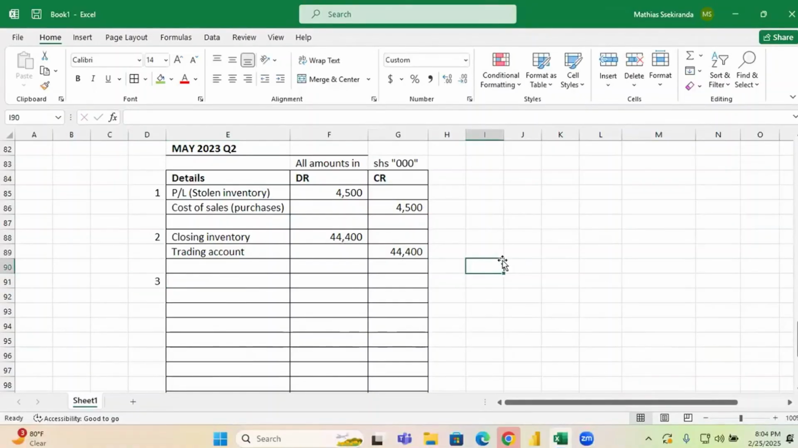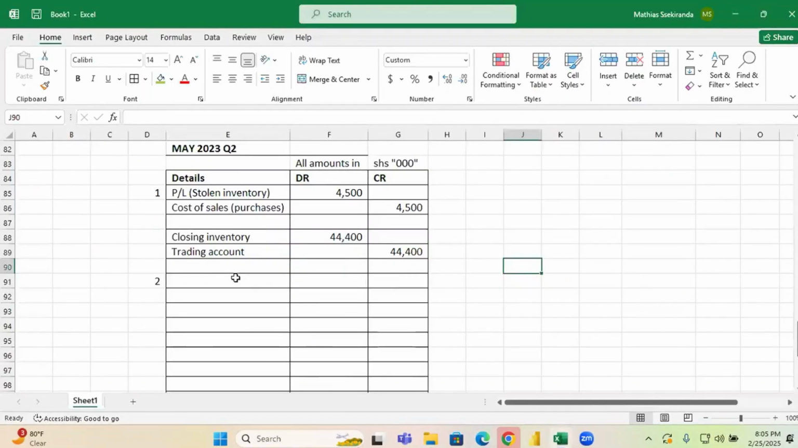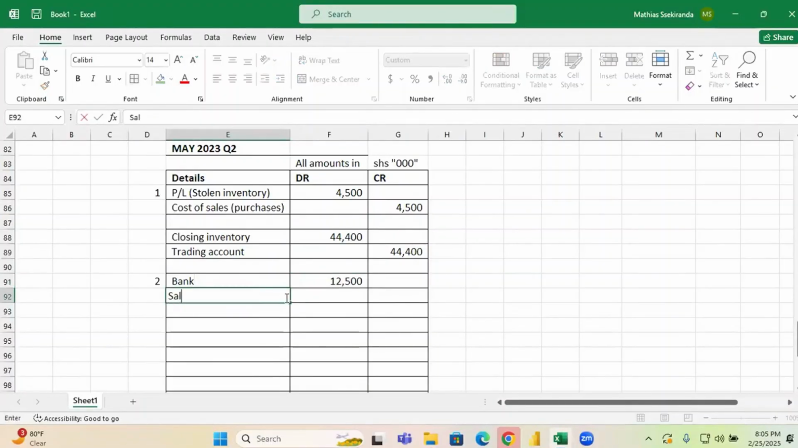Okay. We are still on note number 2, by the way. The other note had 2 transactions. A check of 12.5 million received from a sale of goods was misplaced and never recorded anywhere in the books. A check means bank, okay? Received after sale of goods. So normally our bank is increasing, so we debit bank 12.5 and credit sales, because sales are always credits. I think I told you.